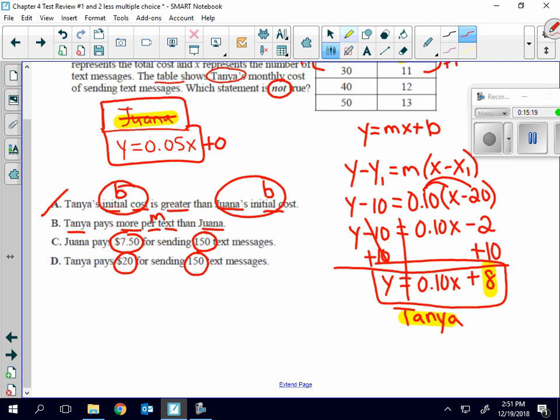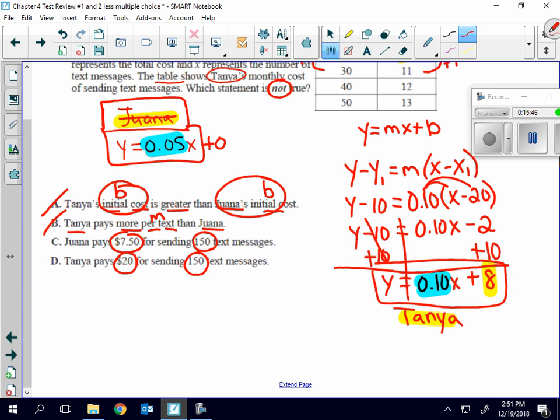So B: Tanya pays more per text than Juana. Let's look over here. Tanya pays more per text. Per text is the slope. So here's Tanya's slope. Is that greater, paying more than 0.05? Yep, 10 cents is greater than 5 cents. So that one is true, which is not an answer then. We're looking for one that's false.